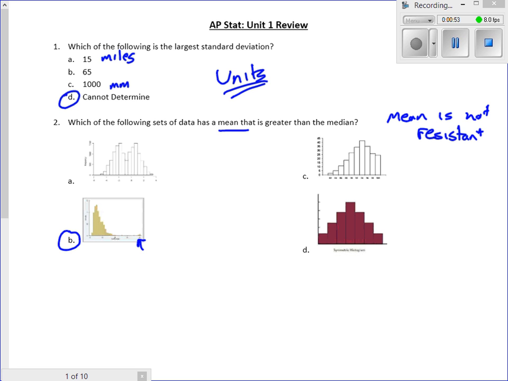This is a quick heads up, both A and D right there, they're both symmetrical, which means the mean and the median are going to be very, very close to each other. And then here, because this is skewed to the left in part C, the mean is actually going to get pulled down toward the tail. So remember, the mean and the skewness both follow the tail.